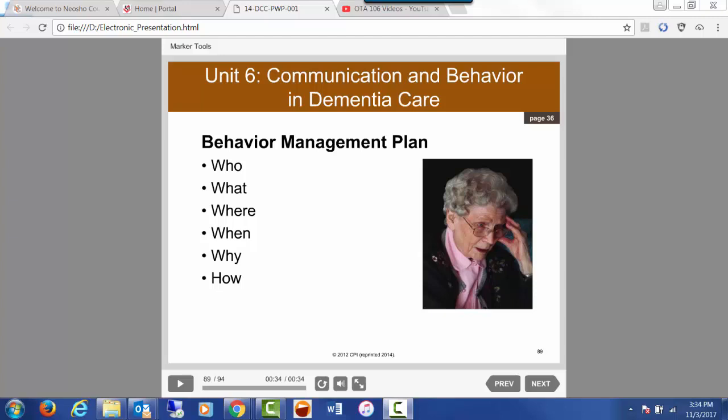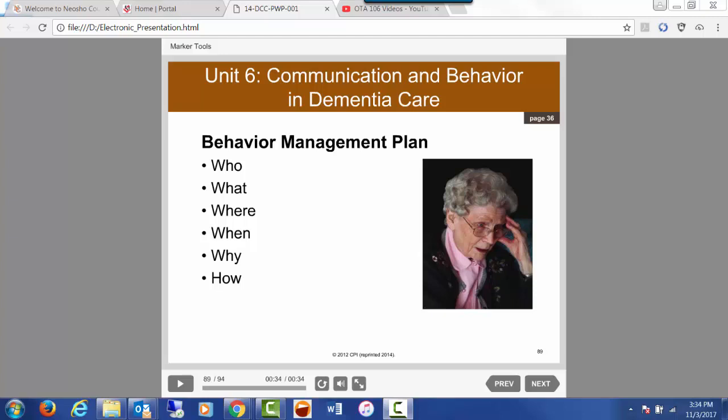Behavior problems. These can be things like resistive to care, such as during ADLs or leisure activities. Physical and verbal aggression, such as hitting, kicking, biting, screaming, threatening, or cursing. Anxiety, such as hand-wringing, pacing, or fear of being alone.